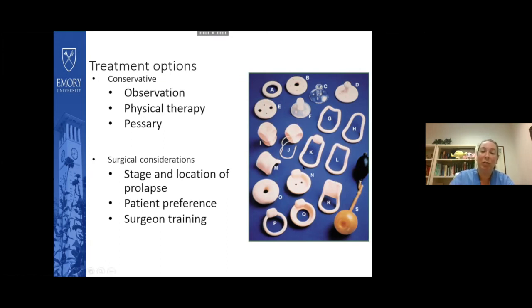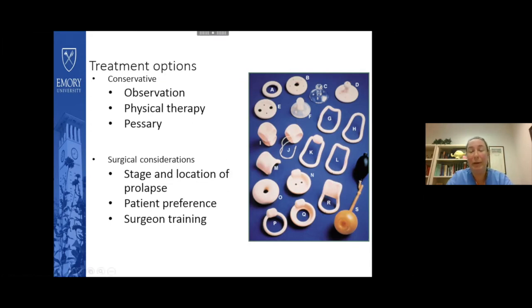Pessaries are great non-surgical options. They do have to be fit. If they're fit correctly, they should fit very comfortably, and they should stay in place. If they cause any bleeding, irritation, or discomfort, they need to come out. So now let's move on to surgical considerations.